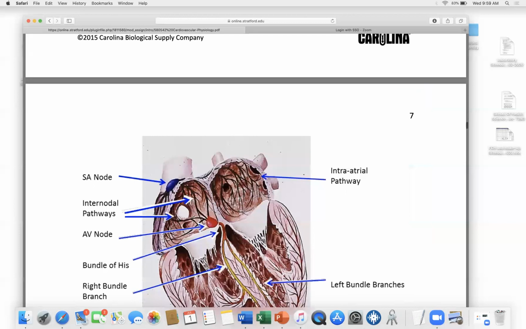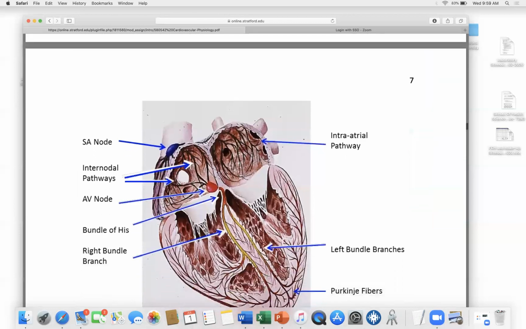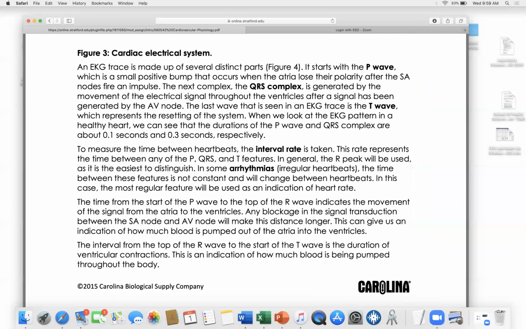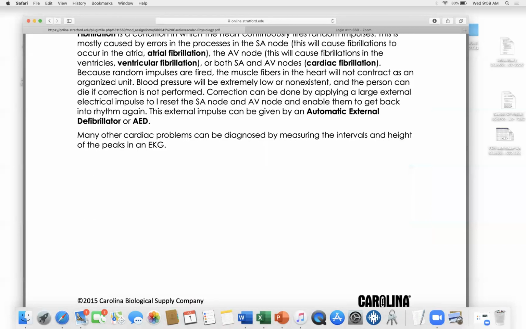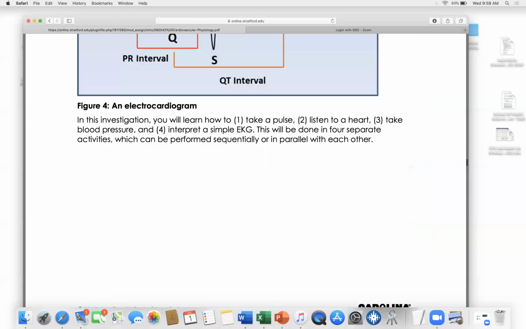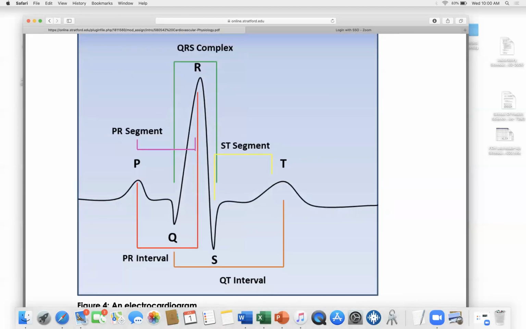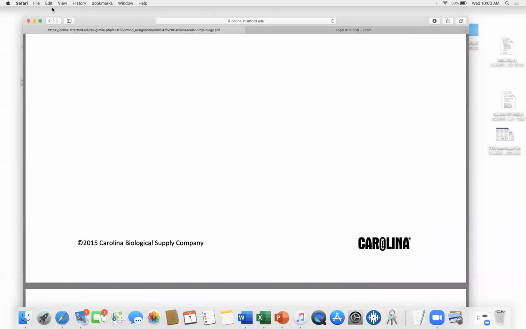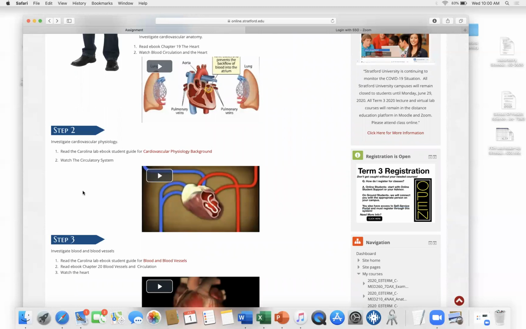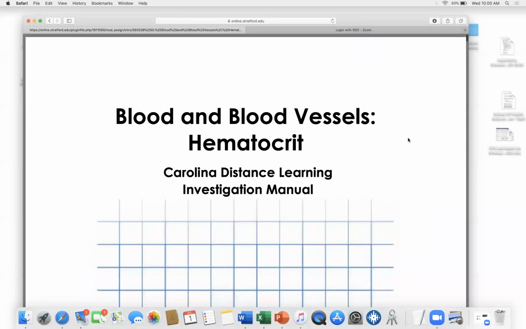We went through the bundle of His, we went through all of that, and you can see how I like my pictures better. A little bit of electrical system, we went over that. Defibrillation, this is nice to know. You will definitely see this again when you are in your clinicals, or if you're in electrocardiography with me. And you could look at the notes. They're nice if you're one of those people who likes to read, and those are the cardiophysiology notes that are in step 2. And step 3 has the blood and blood vessels.